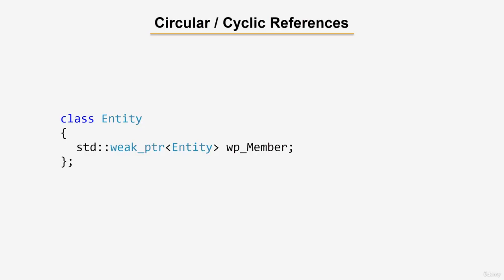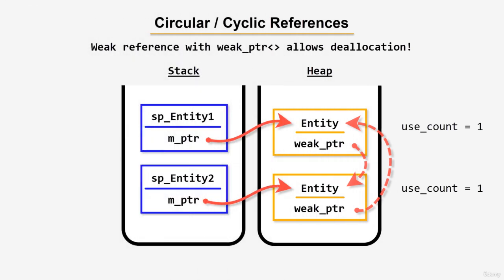We can fix the memory leak by having a weak pointer for the entity class instead of a shared pointer, because with that weak pointer we have a weak reference which is going to allow for heap deallocation. As we can see in this example, on the stack we have the shared pointer entity 1 now. Maybe in the main function we have a shared pointer which owns an entity, and the same with shared pointer 2, entity 2, that also owns an entity at the bottom of the heap.